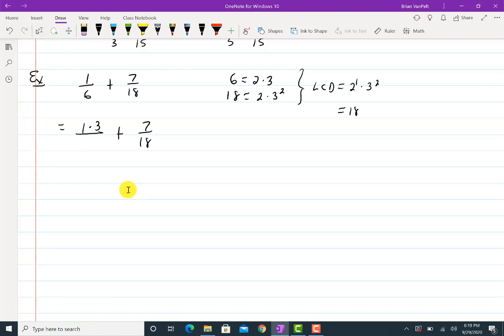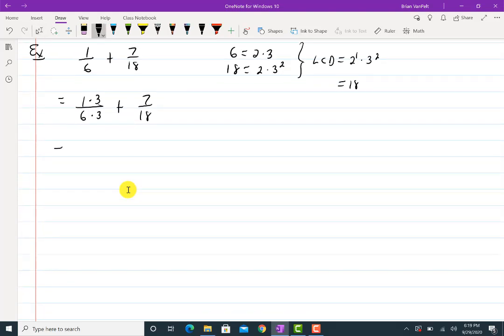And just so I'm not seeming to skip details, let me do this so you can see where it comes from. I multiplied the numerator and denominator by 3. So you get 3/18 plus 7/18. That's 10/18. So I can cancel out a 2.